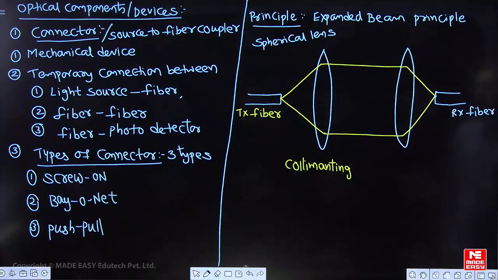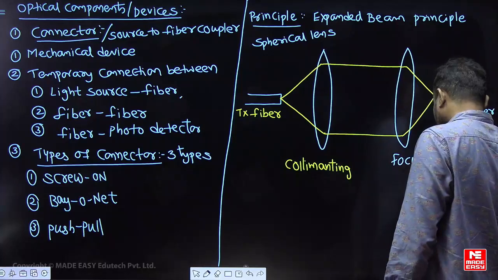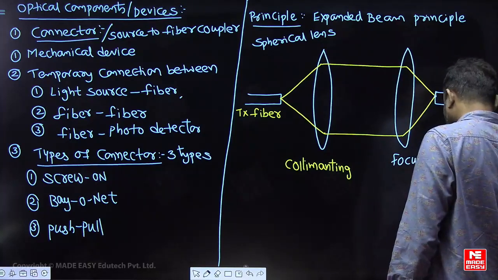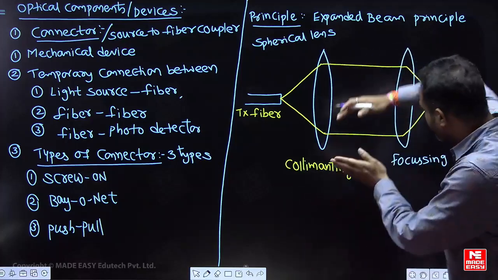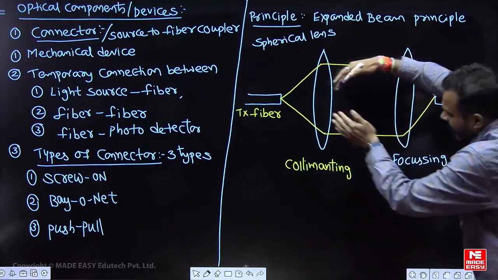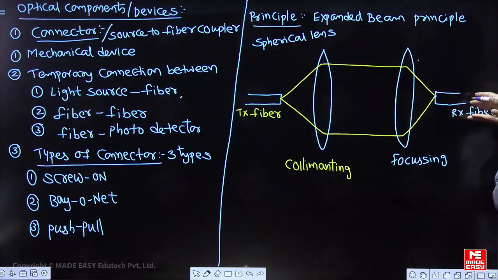Receiving fiber is present. So everybody in the class understood this. What is this lens doing? This lens is doing what is called focusing. It is called the focusing we are having. So collimating and focusing operation. See, this beam is expanding, and then it is focusing here on this fiber.